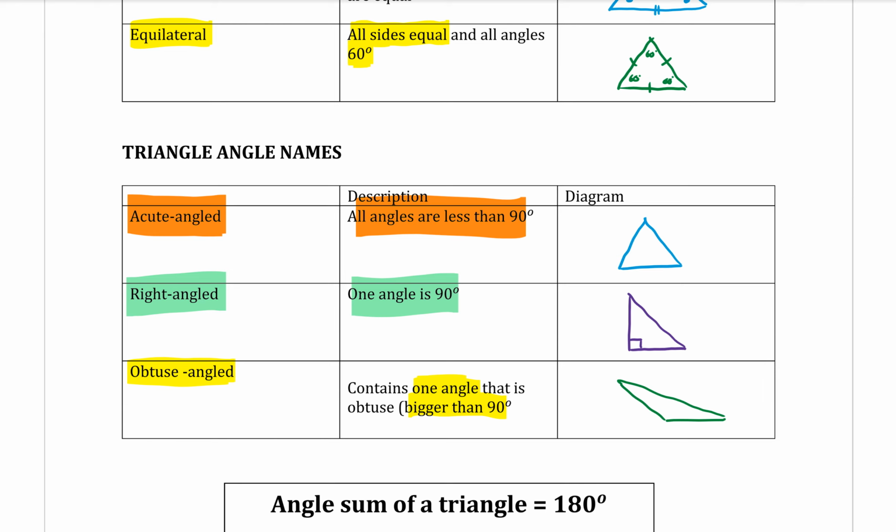Now it is possible to have an isosceles triangle that is also an obtuse angled triangle, so you could actually name triangles and give them 2 different names, 1 for the sides and 1 for the angles.